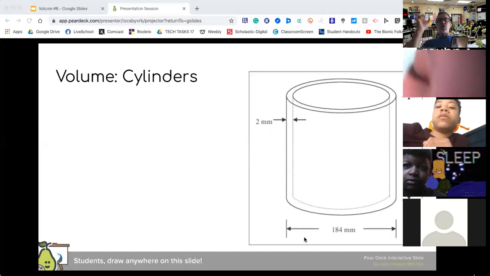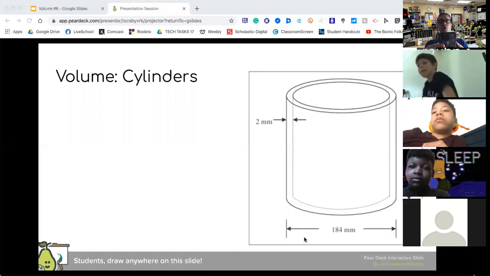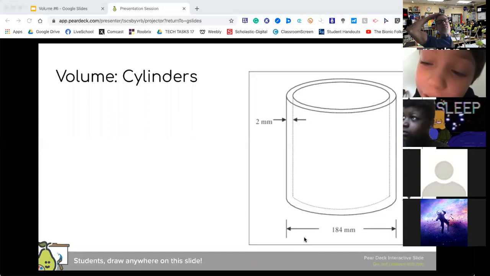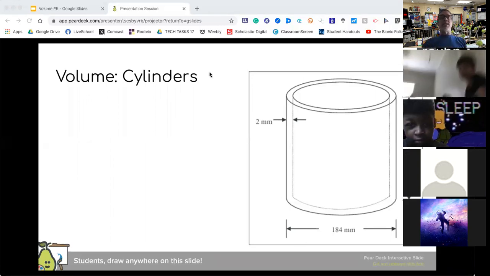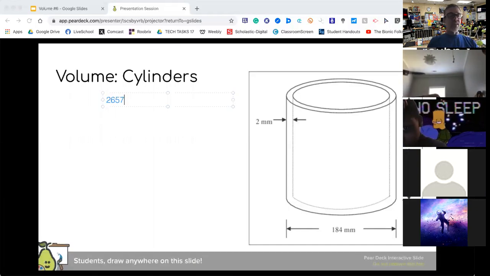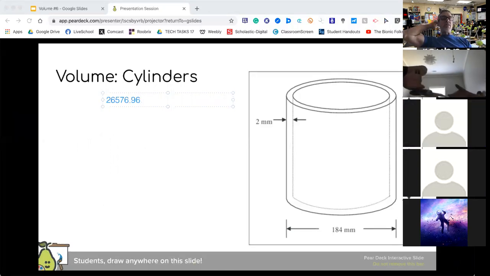So I'll give you the start. Okay, 184 divided by 2 is 92. 92 times 92 is 8,464. 8,464 times pi. So the area of the base, I'm writing it on here, is 26,576.96. And here's the thing that's going to happen to you in 7th grade.